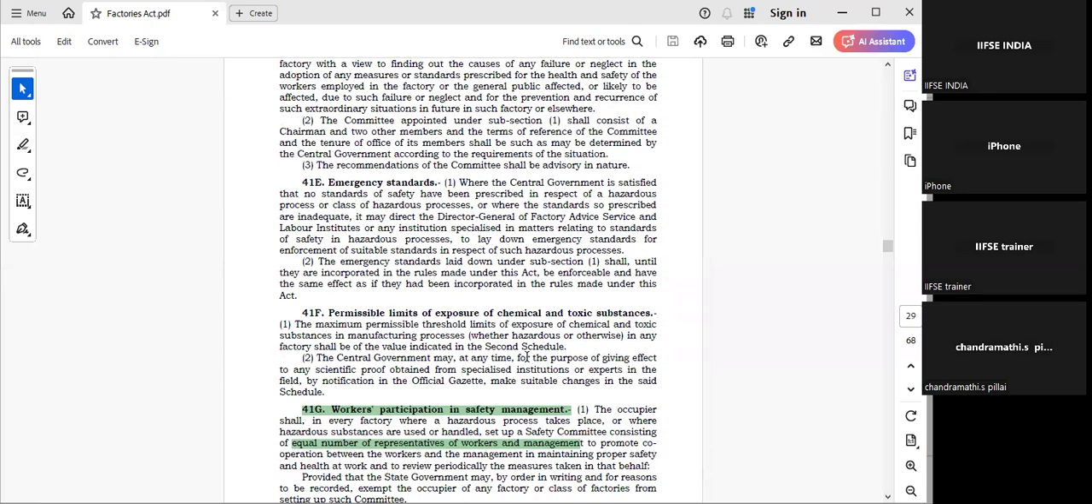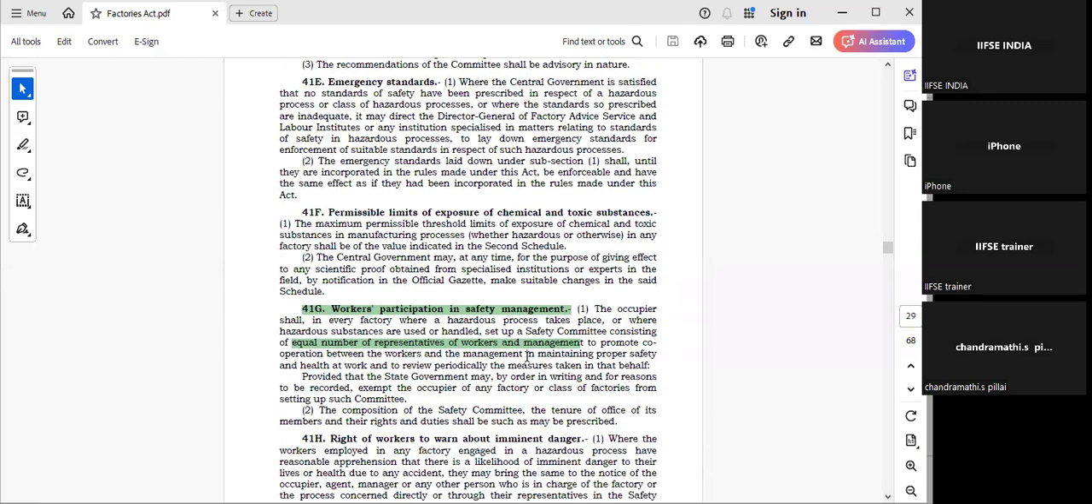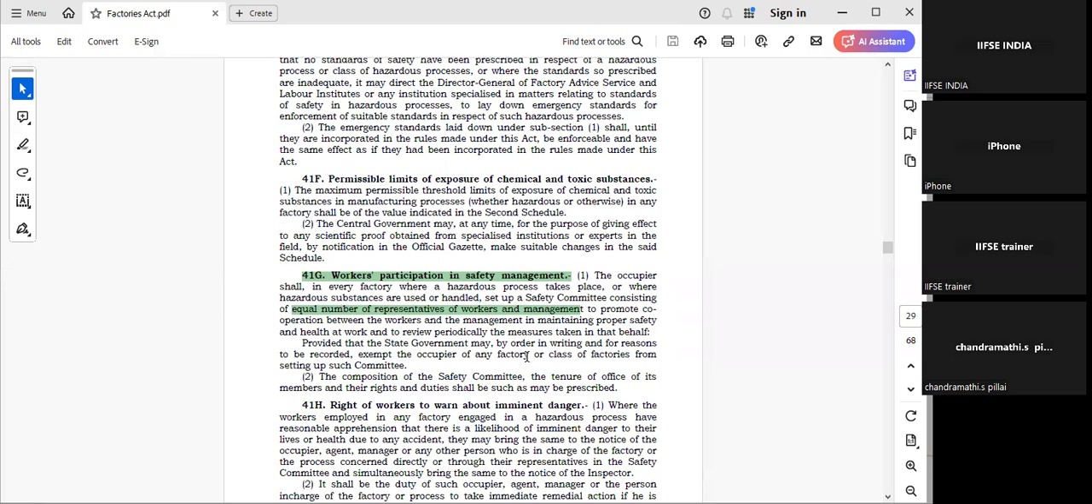Then emergency standards. Then permissible limits of exposure to chemical and toxic substances. Here we talked about the maximum permissible thresholds, which means to what extent a person can be exposed, or is permitted to be exposed. That is, about how much a person can be exposed to a chemical. Then workers' participation in safety management, with occupiers of every factory.